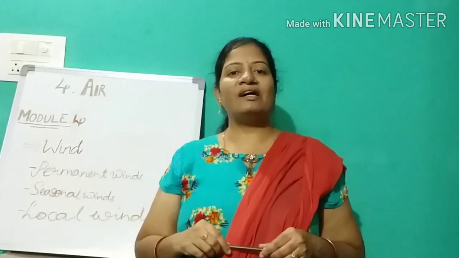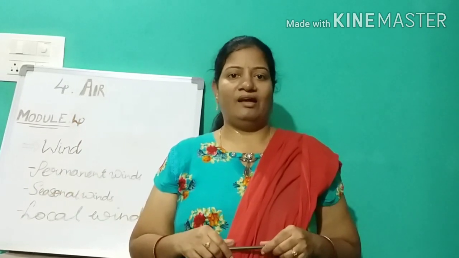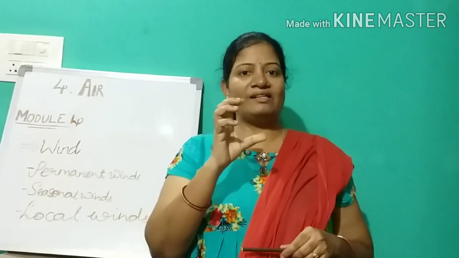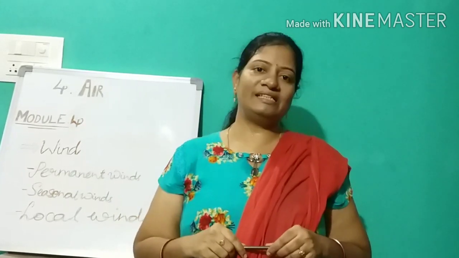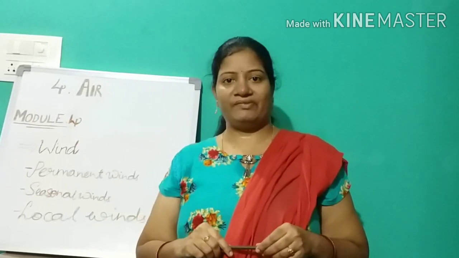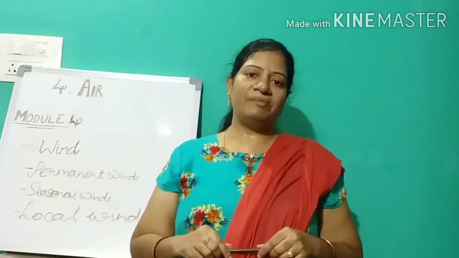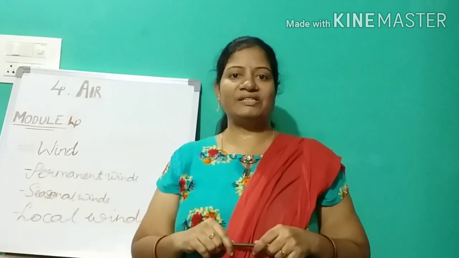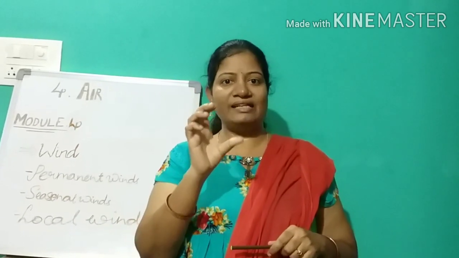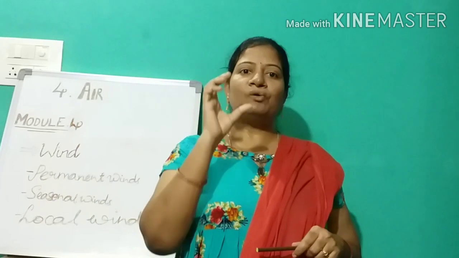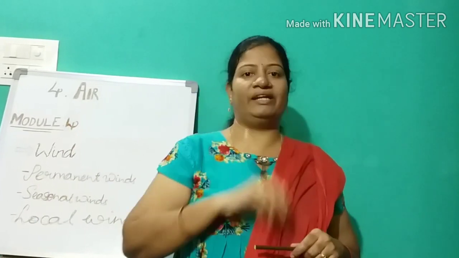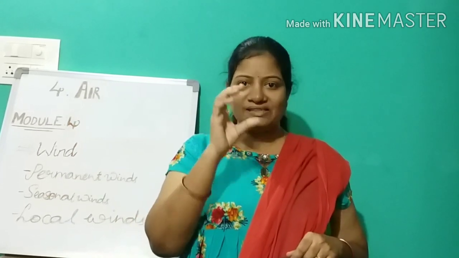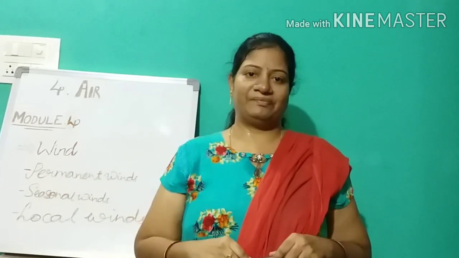Coming to wind speed, to measure the wind speed also we have one instrument. That instrument's name is anemometer. With the help of the anemometer we can measure the speed of the wind. Remember children, the wind vane is to study the direction of the wind, and the anemometer is to measure wind speed, right?